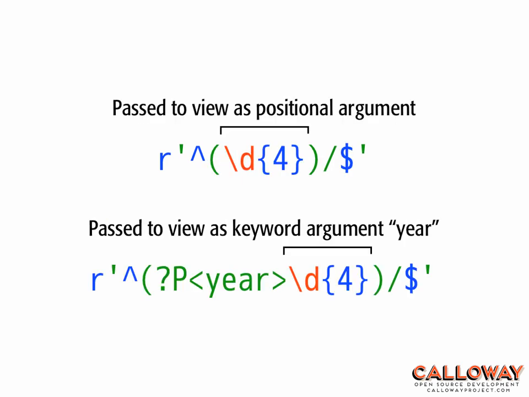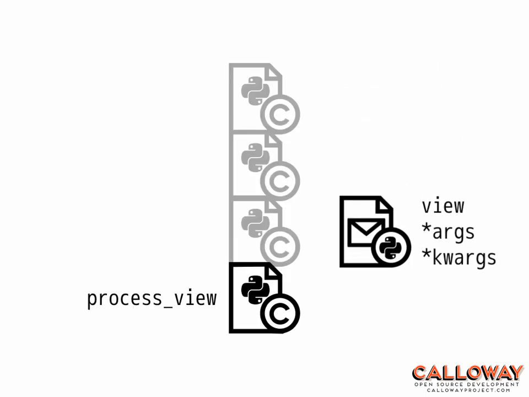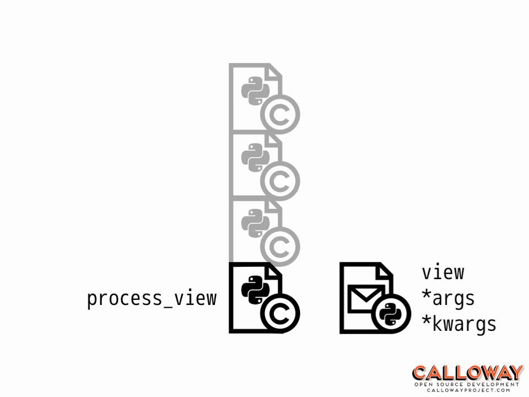You can capture parts of the URL regular expression that are passed as positional arguments or keyword arguments of the view as well. Once the URL configuration matches the requested path with a view, it's back to the middleware stack to call each class's process view method. The process view step allows middleware classes to inspect the view that Django is going to execute and the arguments it will pass. You can alter the arguments or return your own response.